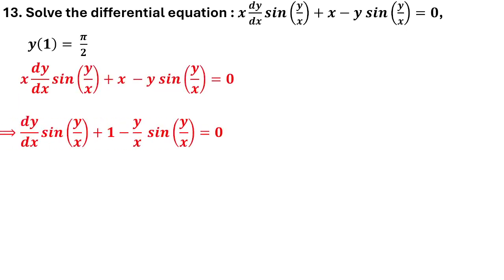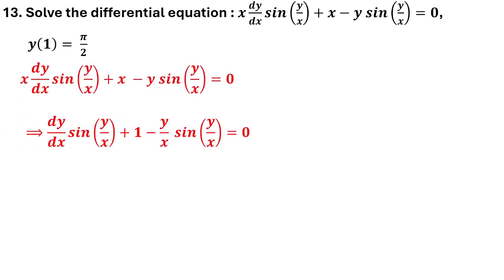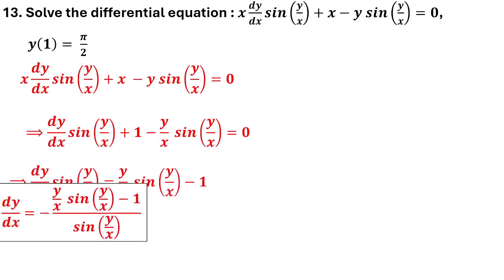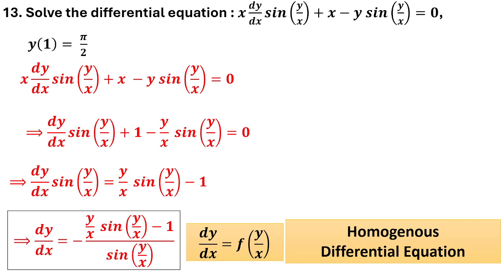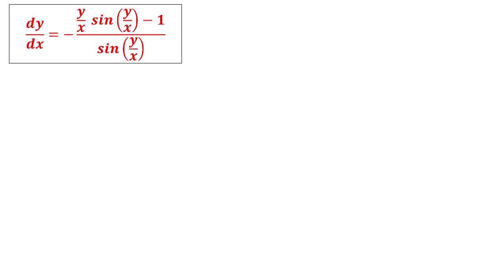I am just replacing and dividing throughout by x. There I am getting it. Therefore, the equation is minus of y by x sine y by x minus 1 divided by sine of y by x. Homogeneous. Function of y by x. Homogeneous. Be careful. Homogeneous is very easily identifiable when they give sine of y by x, cos of y by x, tan of y by x like that. Okay, well. Now, what is the idea?